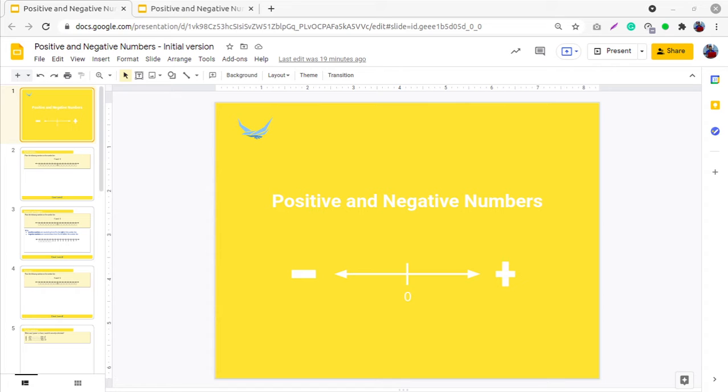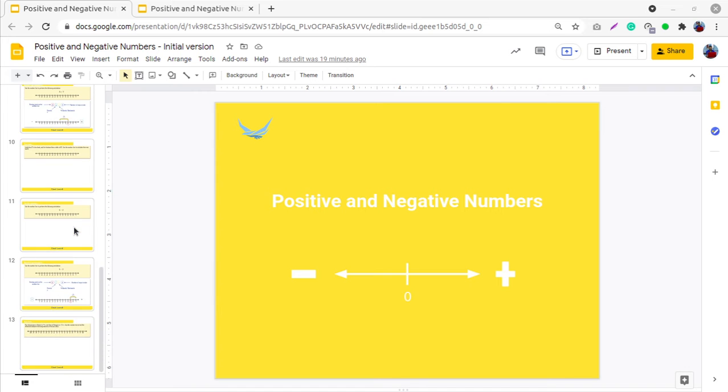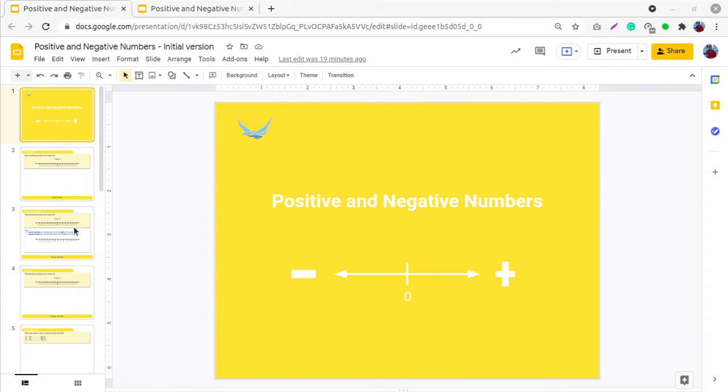Today's lesson is positive and negative numbers. We've got about 13 slides here. I want to walk you through certain slides and see why I've made those changes and why I've decided to go with that. This is a topic on positive and negative numbers, and the lessons were made for KS3, Key Stage 3, the London syllabus.